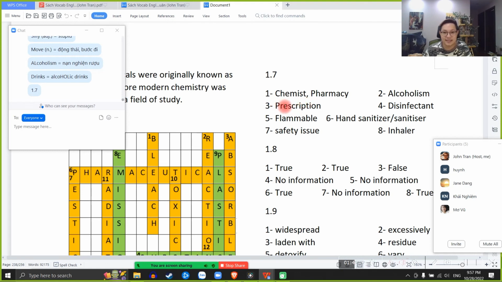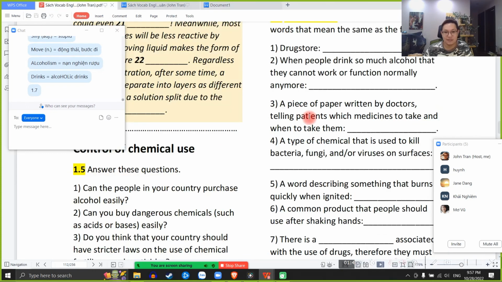So prescription and then corruption. Prescription. Đó, đó là cái mẹo đó. That's a hint when you don't know how to pronounce SCR. Prescription, the S comes with the pre. Prescription and then corruption. Prescription.